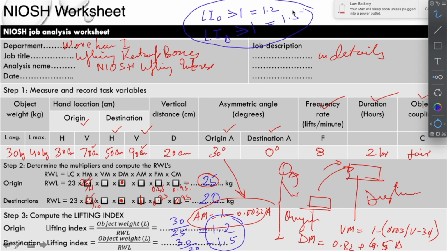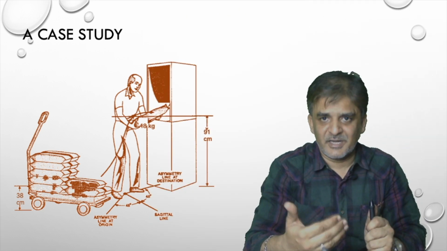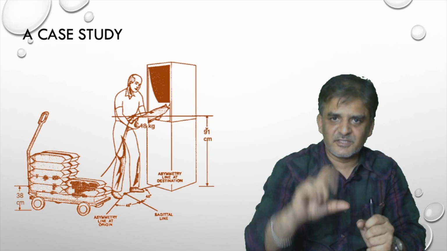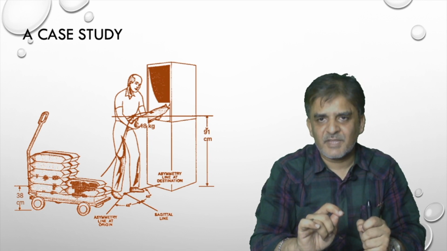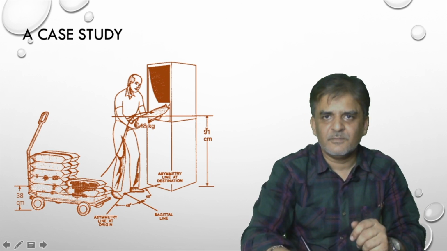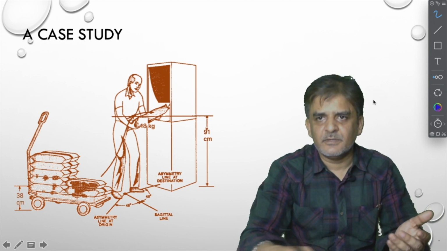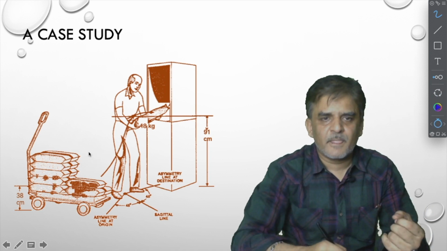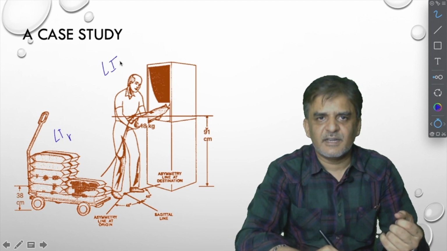Now we have to see which multiplier is contributing more towards reducing the recommended weight limit. If, suppose, the frequency multiplier is contributing more, or vertical distance is contributing more, there the correction is necessary. The same thing we can apply to this example shown here. This is an example of putting bags in a rover, and in that case we can calculate the values for the lifting index at origin and the lifting index at destination.